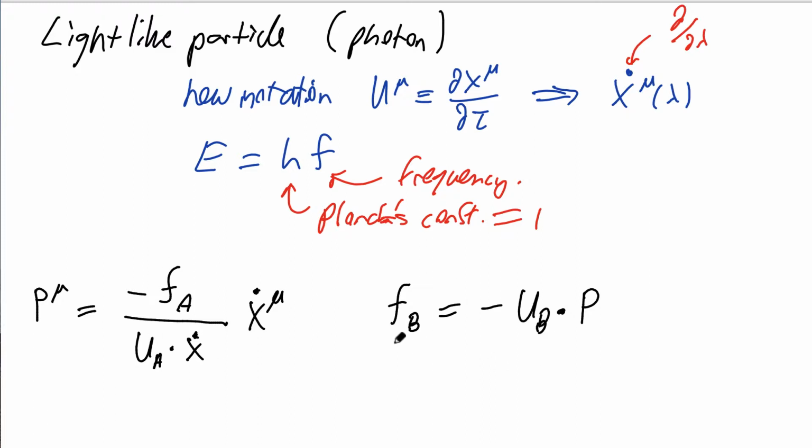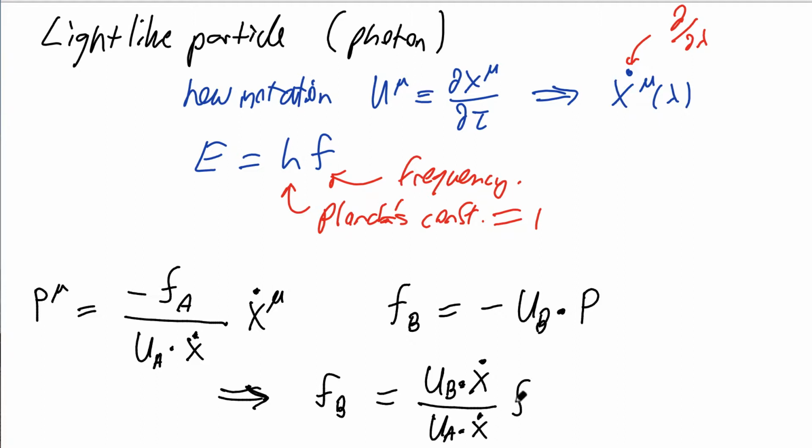And if we combine these two equations, we find the frequency measured by B is equal to UB dot the tangent x dot divided by UA dot the tangent x dot, times the frequency measured by A.